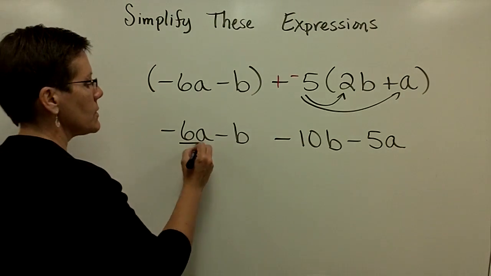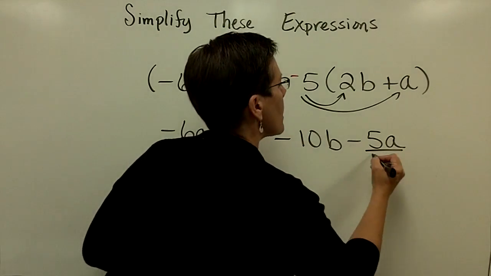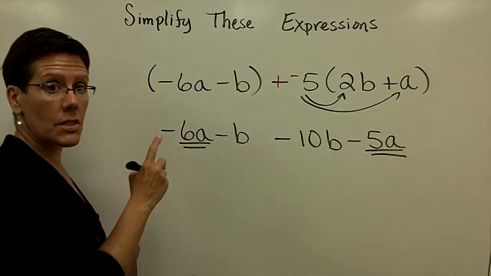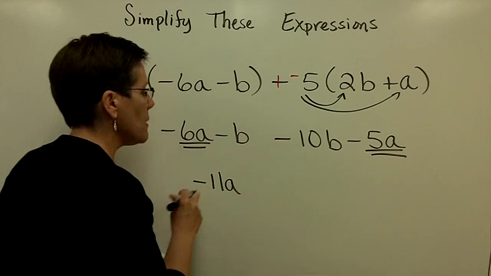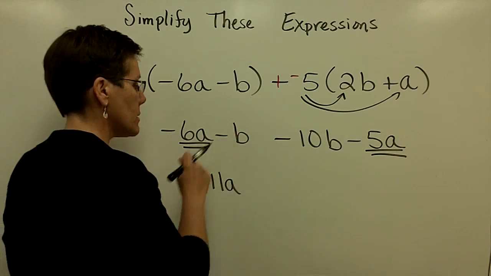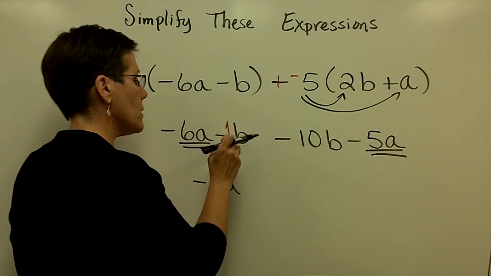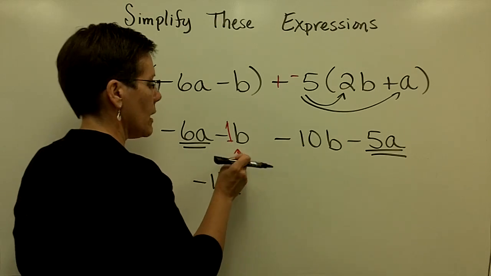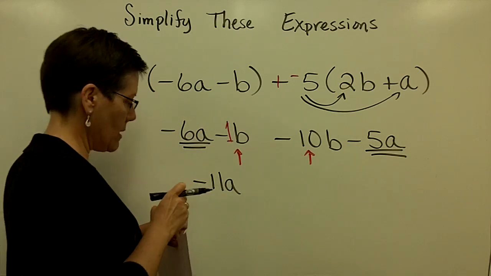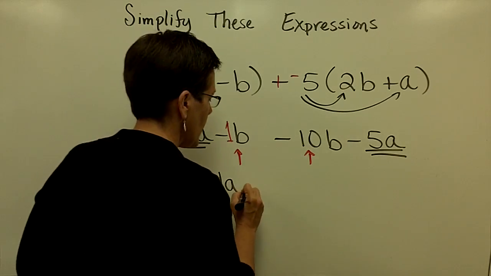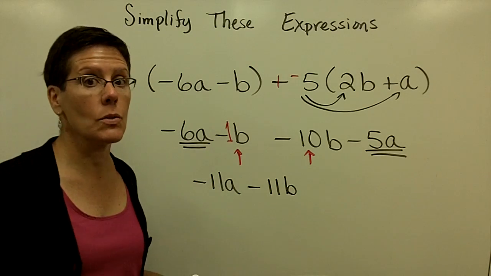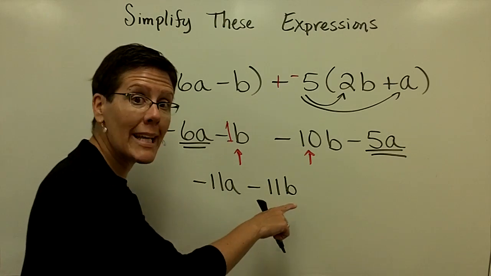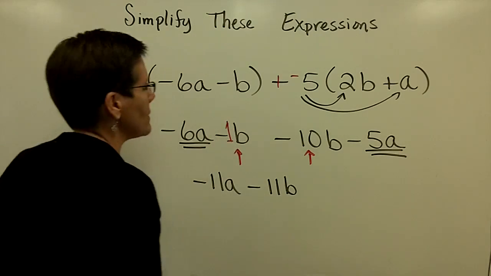So I'll collect my like terms. So 6a, a negative 6a, minus 5a is a negative 11a, and then a minus 1b and a minus 10b combines to be a minus 11b. I cannot do anything else with that because those are not like terms. One is apples and one is bananas, so they can't be combined.